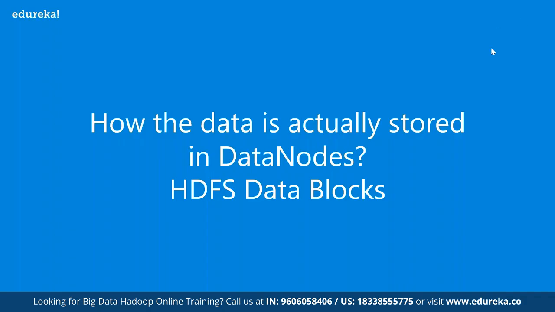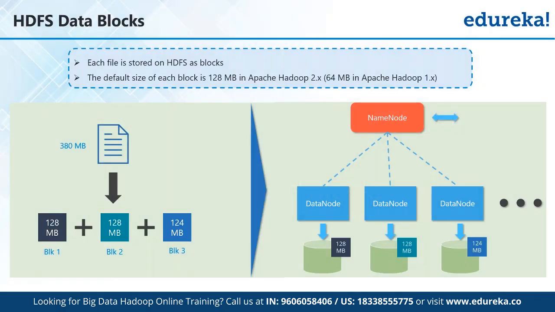Now, how does the data get stored in data nodes? Understand this. Data gets stored in blocks. Each file stored in HDFS is in blocks. As we discussed, there will be huge files out there, so huge files will get chopped off into blocks and then they will be put on different data nodes. And I told you data nodes is where data actually gets stored.